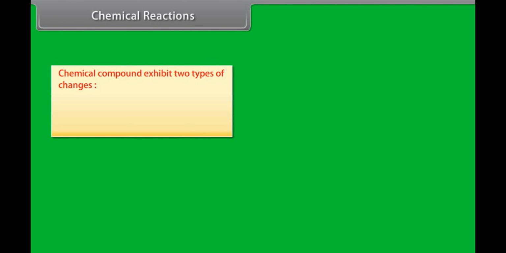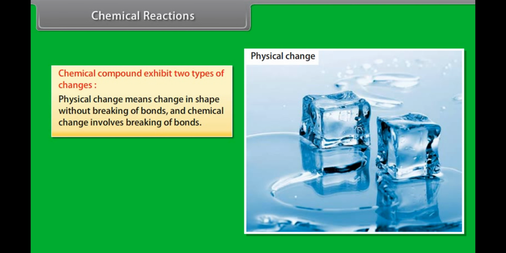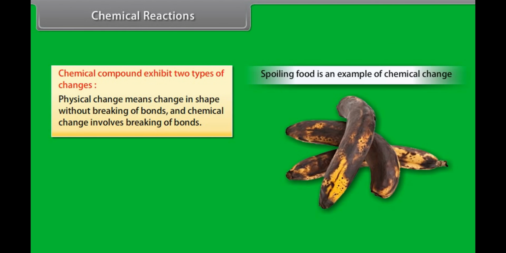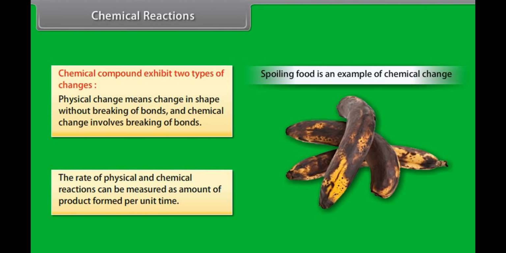Chemical compounds exhibit two types of changes. Physical change means change in shape without breaking of bonds, and chemical change involves breaking of bonds. The rate of physical and chemical reactions can be measured as the amount of product formed per unit time. Rate of reaction is delta P by delta T.